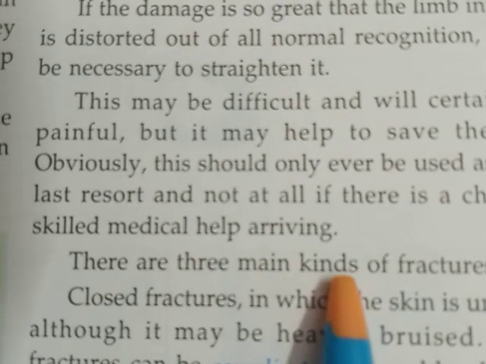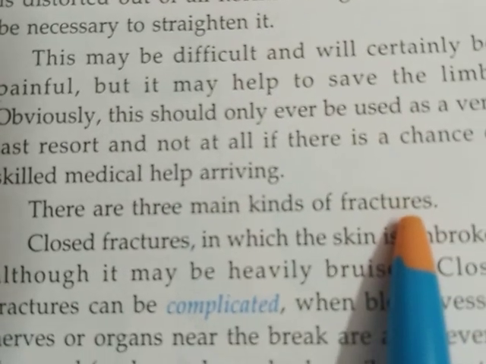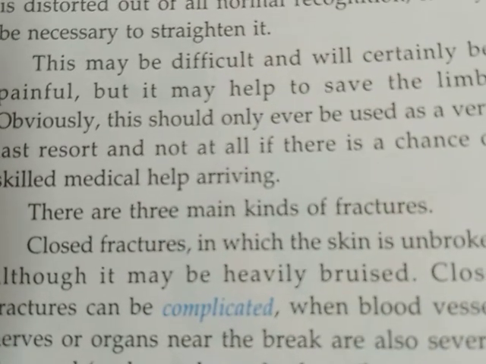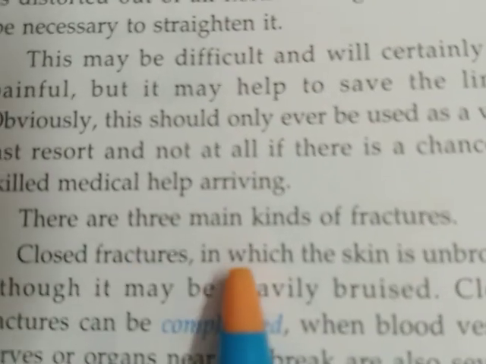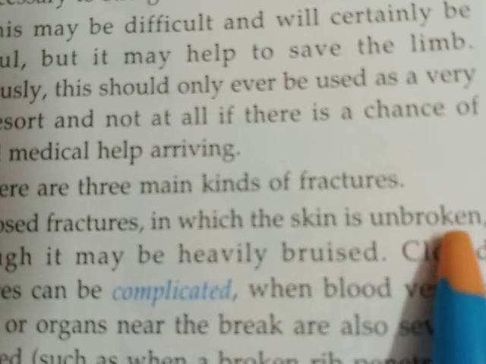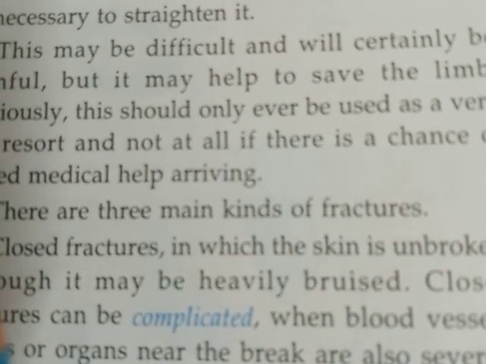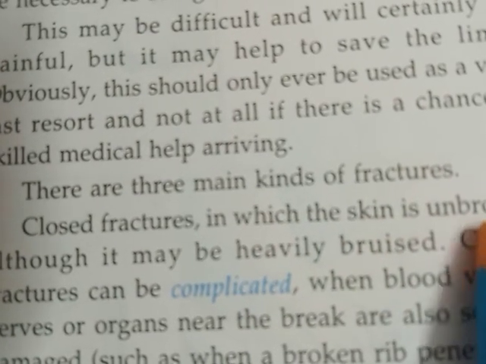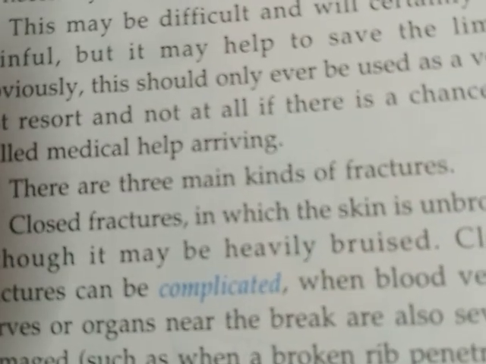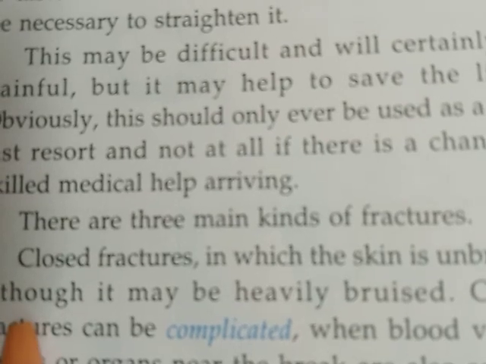There are three main kinds of fracture. Fractures are of three kinds. Closed fractures, in which the skin is unbroken. So first type is closed fracture, in which the skin is not broken. Skin is not broken, that means only the bone is broken, although it may be heavily bruised.